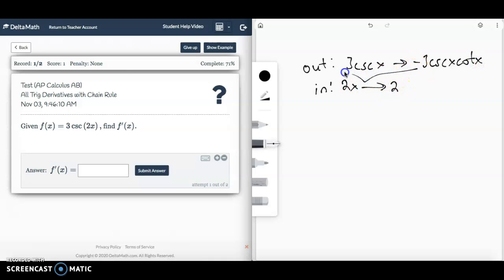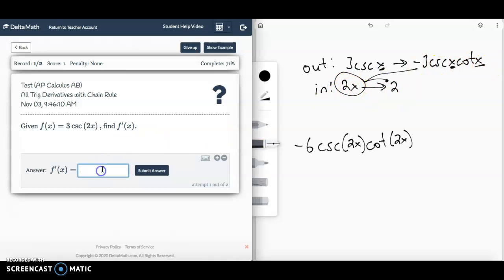So derivative of the outside, keep my inside the same, times the derivative of the inside. So this 2 is going to multiply all this stuff. So 2 times negative 3 would give me negative 6 cosecant, keep my inside the same, and you have to do it in both the pieces, right? These are the places where your inside was happening originally. So those are the places where your inside function still has to be.